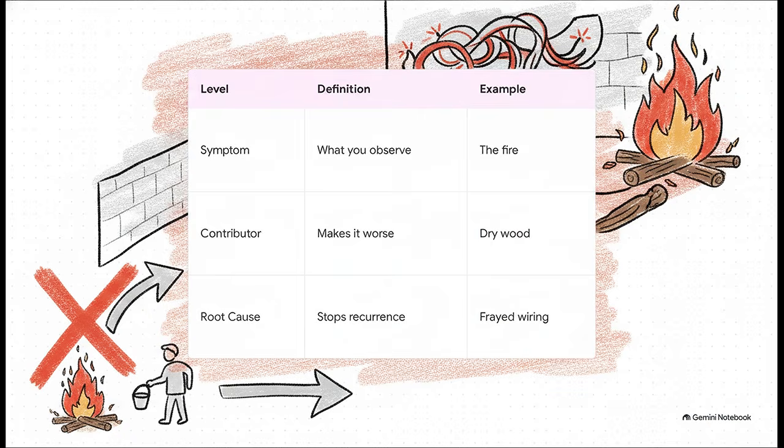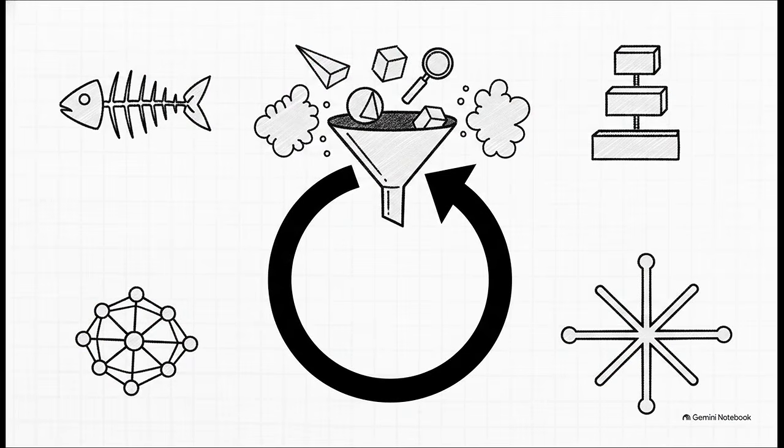Confusing these three is a massive analysis error. You can't just sweep away the dry wood and claim you've solved the fire hazard, right? Finding that frayed wire requires running what's called a diagnostic loop. You can use a few different shapes for this: the 5 whys, a fishbone diagram, systems thinking, or a binary search. But you have to remember one crucial thing. You must feed the loop facts. An opinion without actual measurements simply cannot be tested.